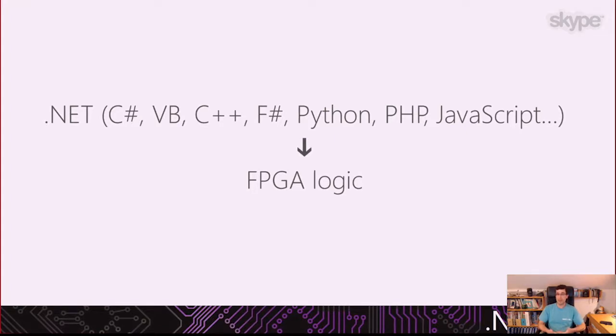And that means that programs written in any language that are compiled into intermediate language can be used. So not just C# and Visual Basic, but also C++, even functional languages like F#, or even scripting languages like Python and PHP and JavaScript. And all of these, well, at least in theory, we haven't tried everything, can be turned into FPGA logic. And I think it's quite mind-blowing that you can write a JavaScript script, and as the output, you will get some logic hardware. You will get a computer chip that computes the same thing that you have written in the script.